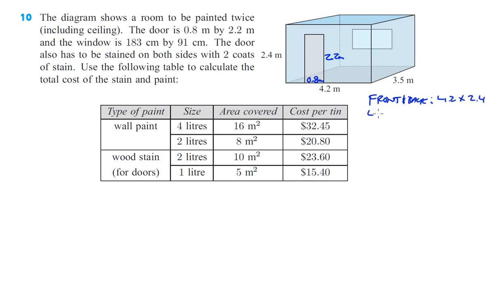The left and right, that's going to be this here. That's going to be 2.4 times 3.5. And then the ceiling is going to be 4.2 by 3.5?